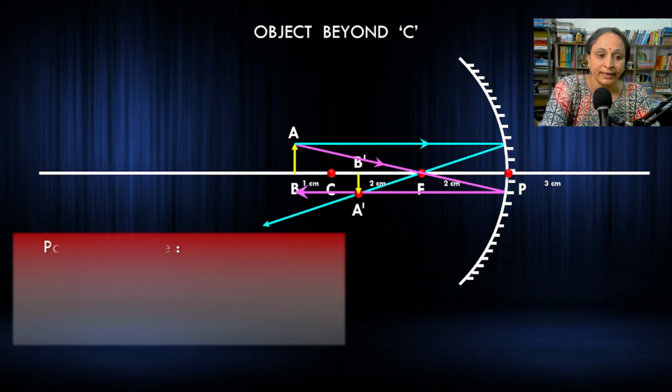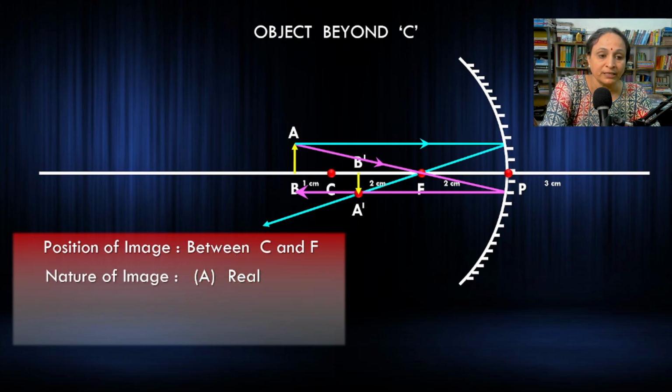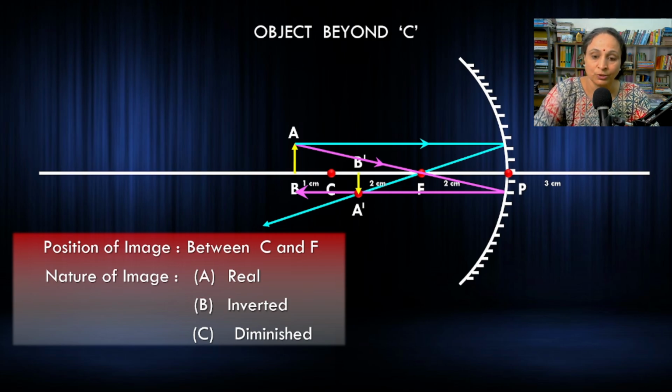Okay. Now, writing about the properties. Position of the image is between C and F. Nature of the image, it is real, inverted, and the third is the size is small, that is diminished. Okay, so come on, pause the video and draw the diagram on your own in your notebook. Done. Only then you can move to the next slide. Okay, pause, do it fast.